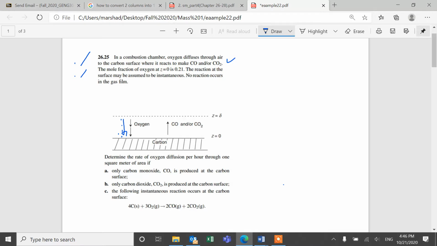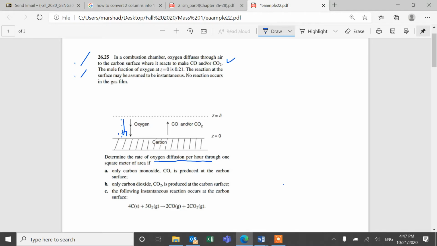So we have three cases here. Reaction at the surface may be assumed instantaneous, so it is all diffusion limited. Rate of reaction is 0. Determine the rate of oxygen diffusion per hour. You can see Z equals 0 is the surface, oxygen is diffusing in, and CO or CO2, whatever it is, is diffusing out.